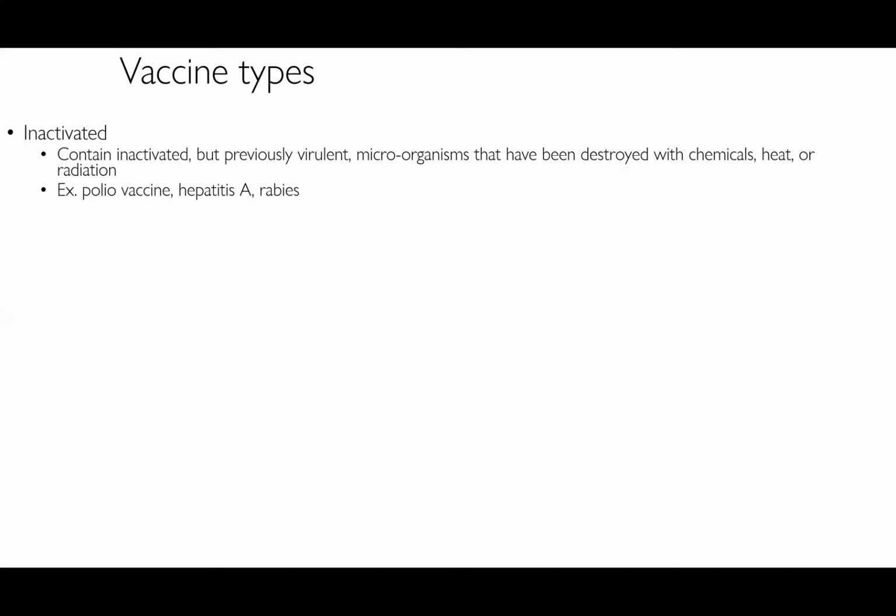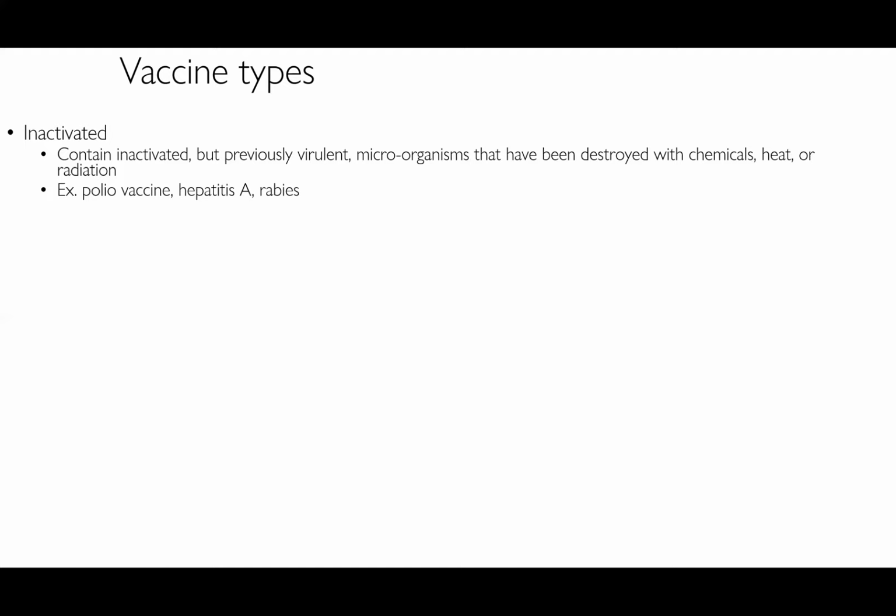Basically, you take a virus and you treat it chemically to make it no longer harmful, or you basically kill it off. And that is then used as a vaccine. The idea being is you have this full version of this virus or bacteria, and your body's being exposed to it and will thus produce antibodies against it. But again, it's inactivated, so it physically cannot cause infection.